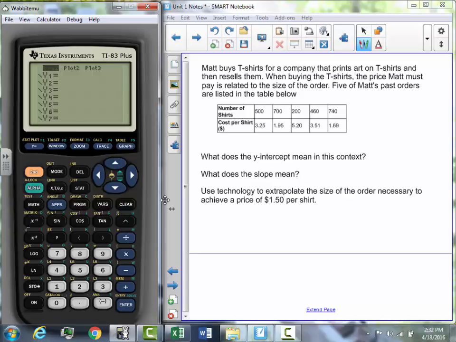Okay, now that the plot is on, we want to make sure that our data is showing up. So I want to go zoom. And then on zoom, we want to go down to zoom number 9. It's going to do us a fit right for you. You don't have to do your own window sizes. It should make the data show up nice and perfect for you. Does it look like mine? Yep. Okay. That's it? Yep. Yeah, there you go.